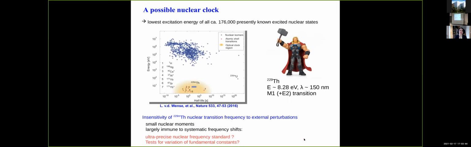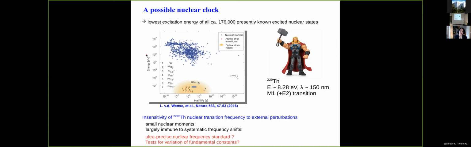And for the nuclear clock, I can assure you that at the moment, the thorium transition that I'm talking about at about 8 eV is absolutely unique. If you look here at all kinds of energies of nuclear long-lived states, which are called nuclear isomers. So nuclear isomer means an excited state which lives a lot, a metastable state.